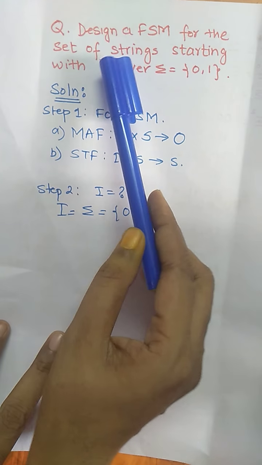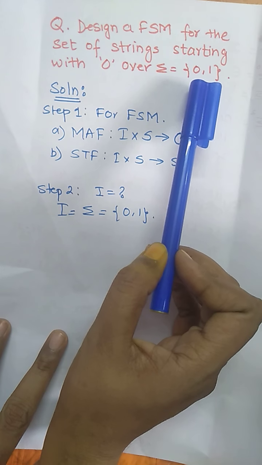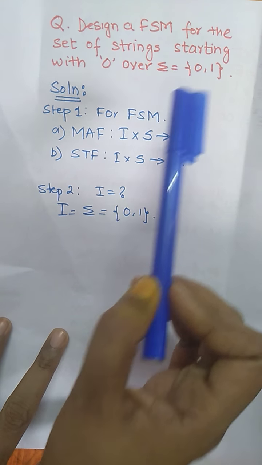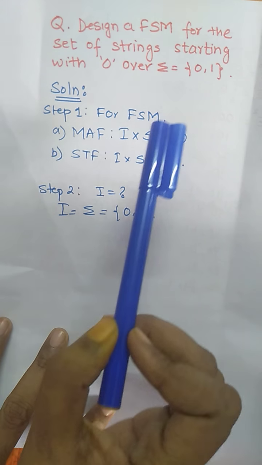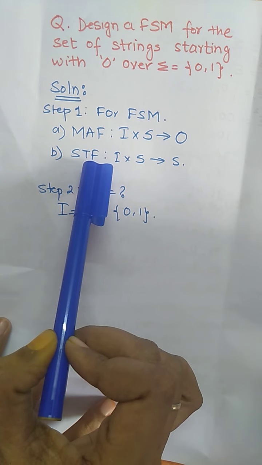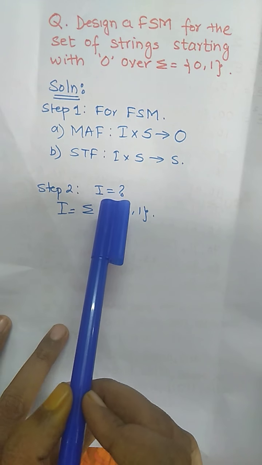Today we are going to design an FSM for the set of strings starting with 0 over the binary number system {0, 1}. The first step is to design the FSM. For designing an FSM we need the machine function and the state function. In that we need I, S and O. So first of all we should know what I is.